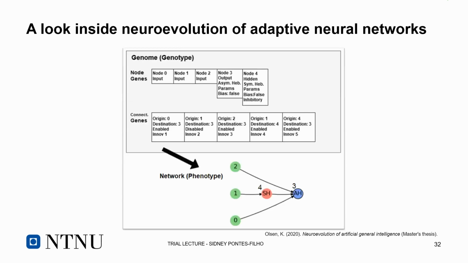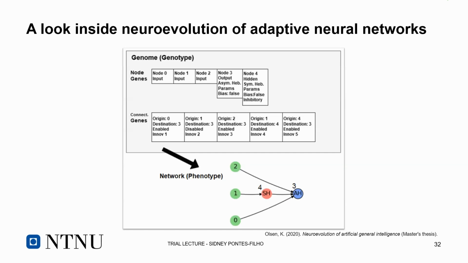And here is the idea of looking inside of neuroevolution with adaptive neural networks. We have node genes that define each node. We have input nodes, hidden nodes and output nodes. And we also have the specification of whether it's asymmetric Hebbian or symmetric Hebbian. These params are related to the height of the STDP that they have. They have a bias that is a kind of noise that always activates the membrane potential to increase. And it defines as well if it's inhibitory or excitatory. Node number 4 is inhibitory, that's why it's red. When it's excitatory, like node 3, it's blue.